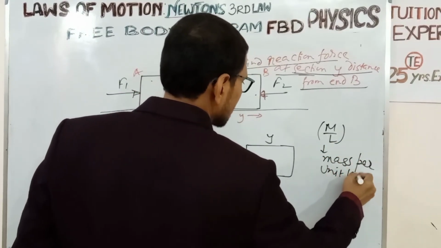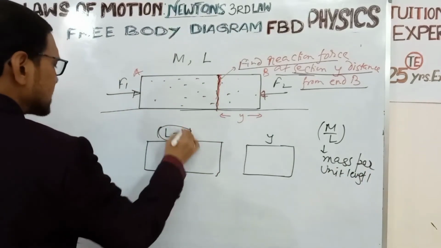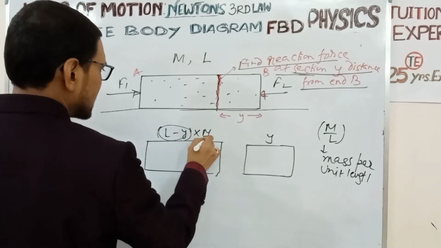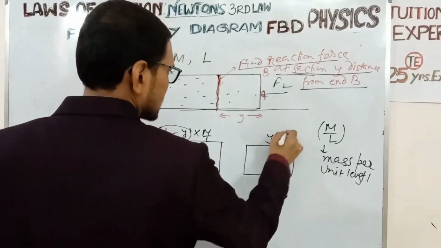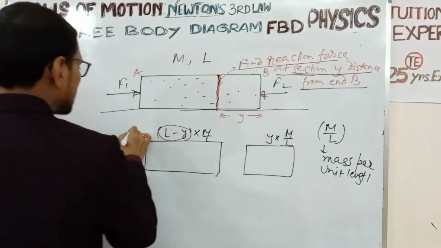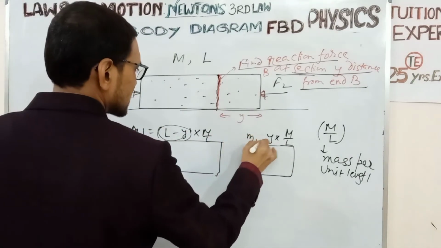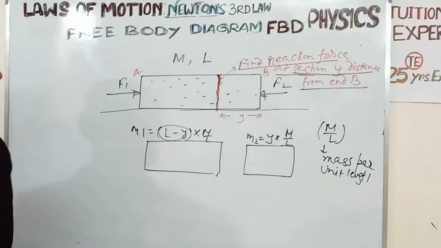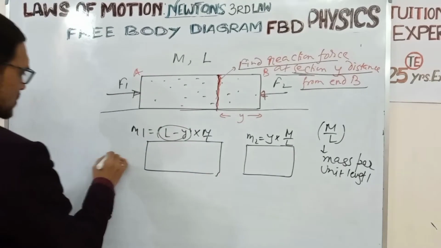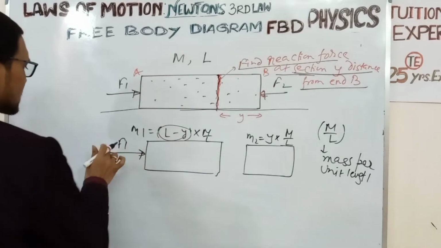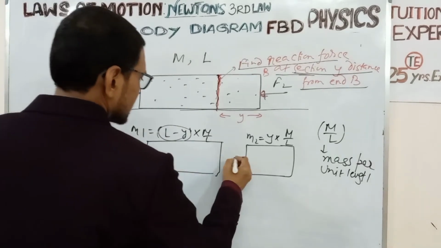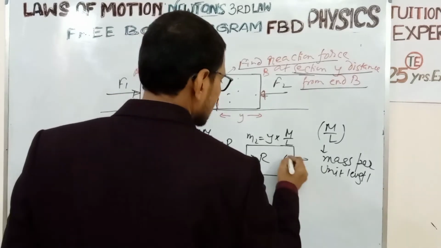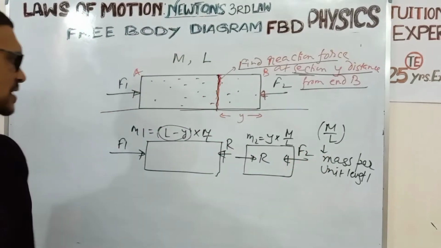Mass per unit length. So if the length is this, for unit length mass is this, for this length mass is this, M by L. Now this is mass and this is mass. M1 is the mass of this and M2 is the mass of this. Now what is the free body diagram of this? Here force is F1 and this is the action, so this is the reaction, and here force is F2. So this is the free body diagram.